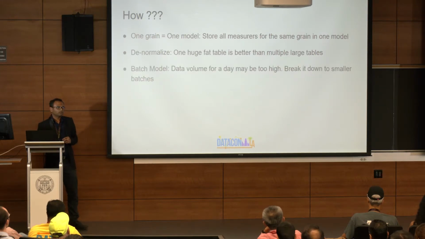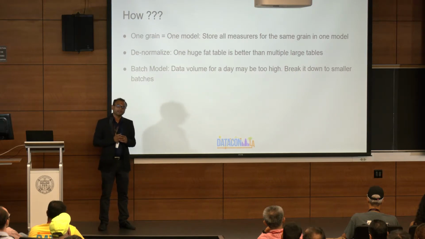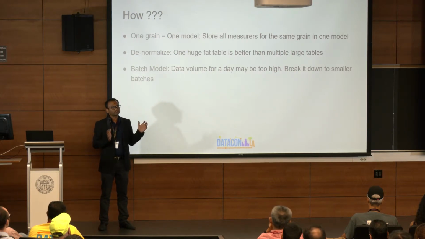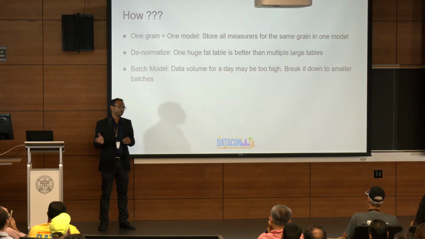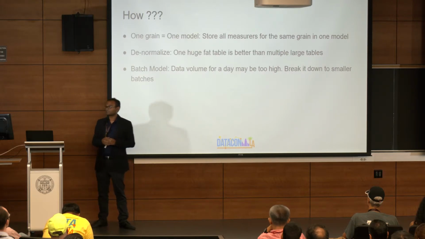Batch model, that's where we have to think about divide and conquer. If we can't handle the volume of daily transactions, break it down. Run it every hour, every few minutes, or even in micro batches in terms of seconds. Spark offers that.